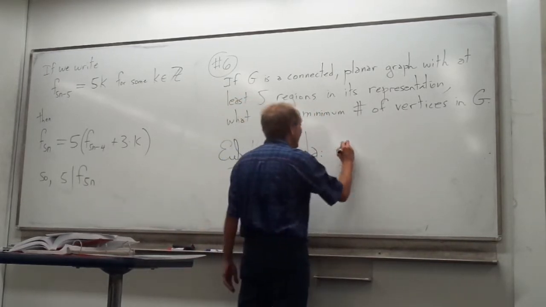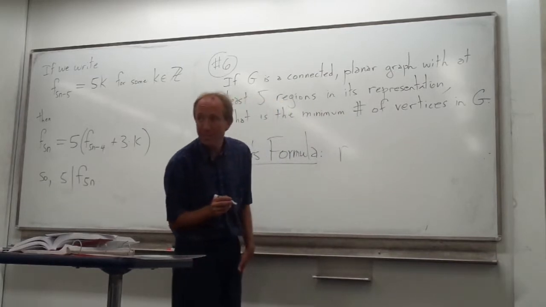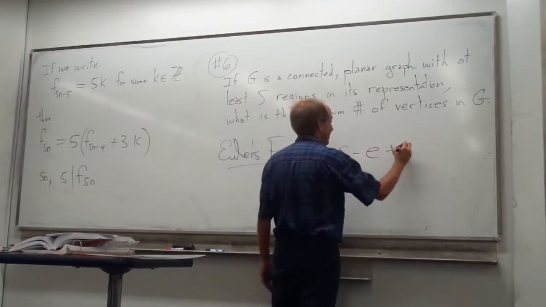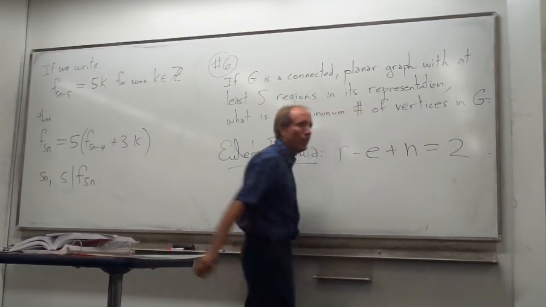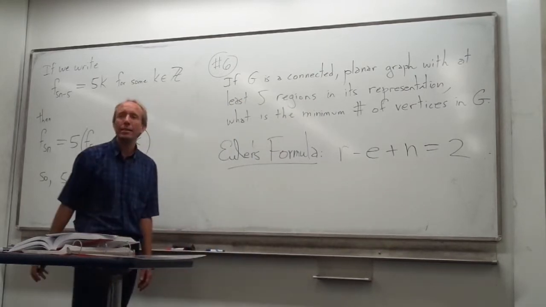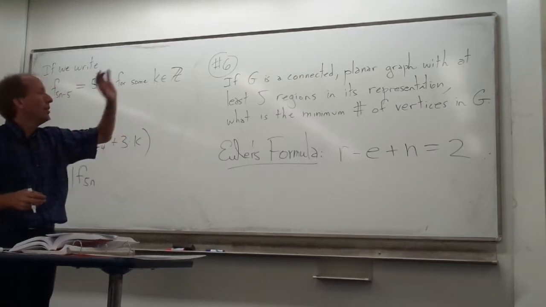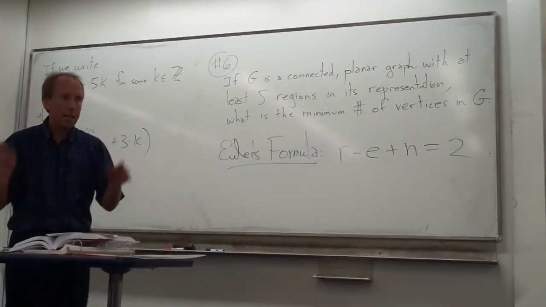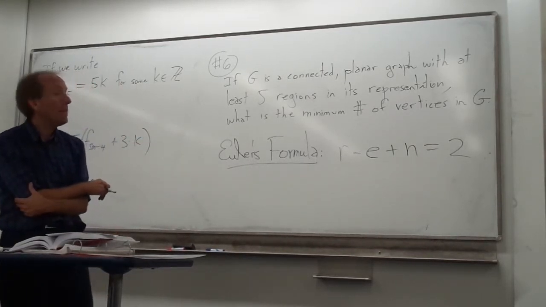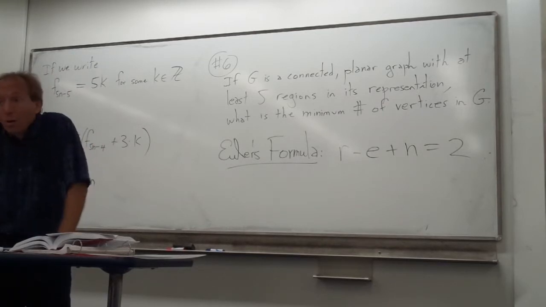Nice. Very nice. Okay, what did you say the formula is? R minus E plus N equals 2. Beautiful. So that is Euler's formula. That seems like it might be relevant because we're talking about number of regions, number of vertices, and so on. Okay, so we got that. Anything else that might be relevant that you know of?